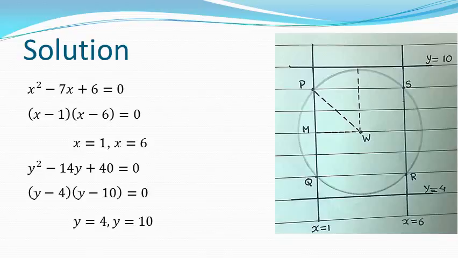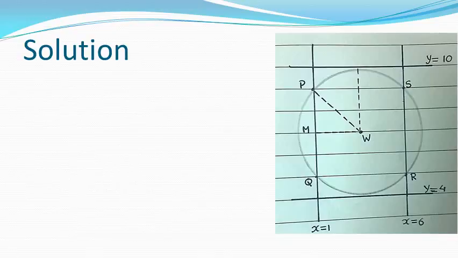So the circle's center is the point W, and we have joined W with P, and that's the radius of the circle. Also, we have dropped a perpendicular from W to the line PQ, and we are calling it M. From the diagram, it is very clear that the coordinates of the center would be given by the midpoint formula. So that simplifies to 7 by 2, comma 7.